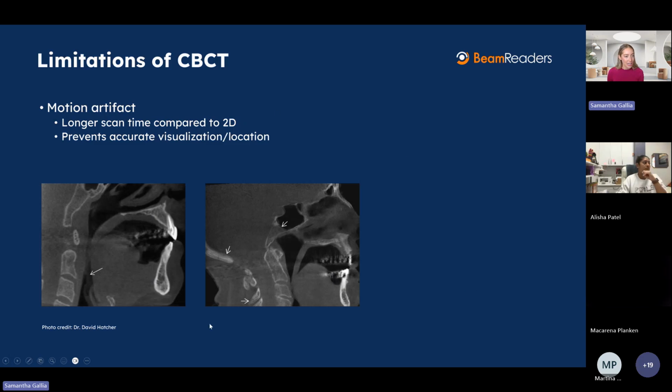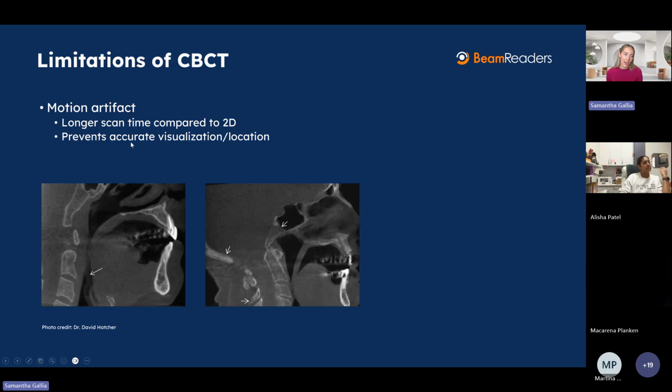And another limitation of CBCT is going to be motion artifact. Like I said earlier, it does have a longer scan time compared to 2D. There's definitely enough time for somebody to move, right? And that's one of the things that we'll talk about in a later session for optimizing your image: there's typically with the machine a way to check, before you actually go through the whole scan, if there was motion artifact.